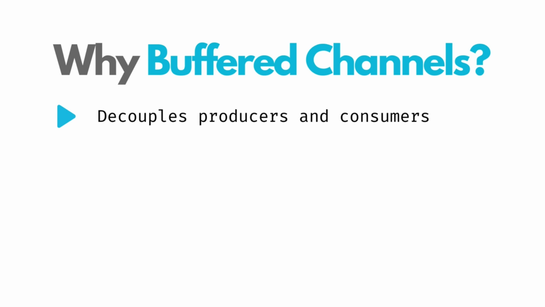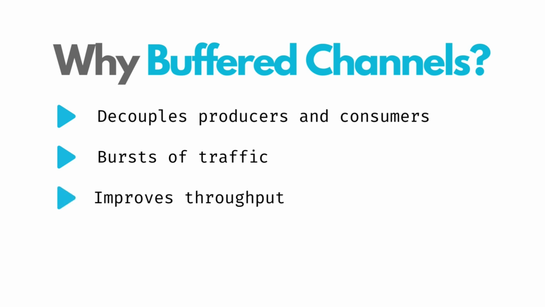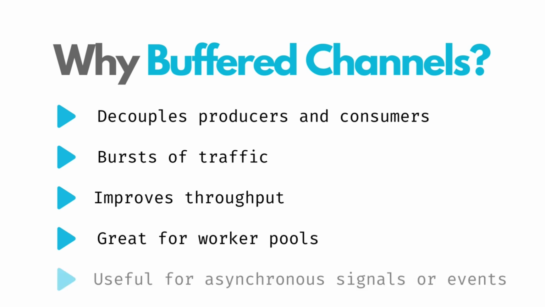It decouples the producer and the consumer by putting a queue between them. It is great for handling bursts of traffic, again by providing a buffer. By unblocking the goroutines, it improves throughput. These properties of buffered channels make them useful for worker pools and for asynchronous signaling.